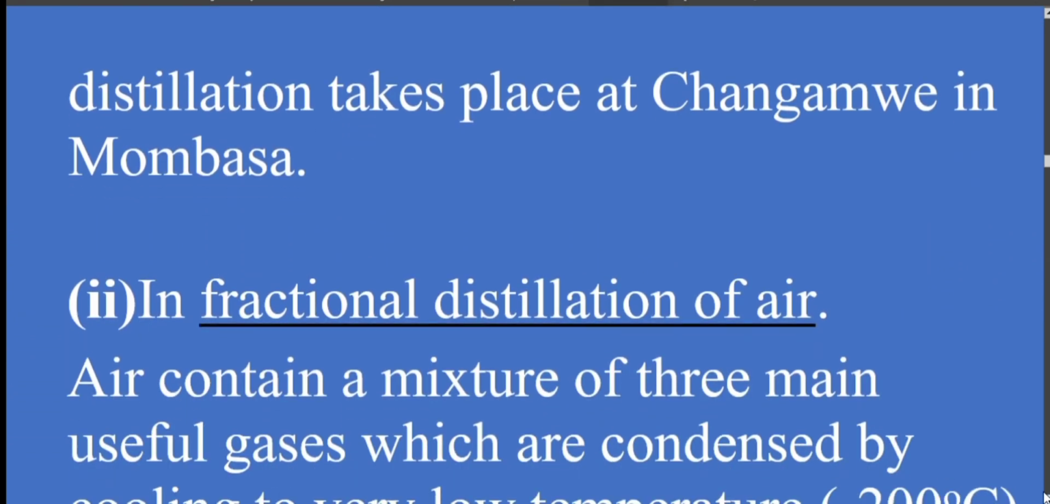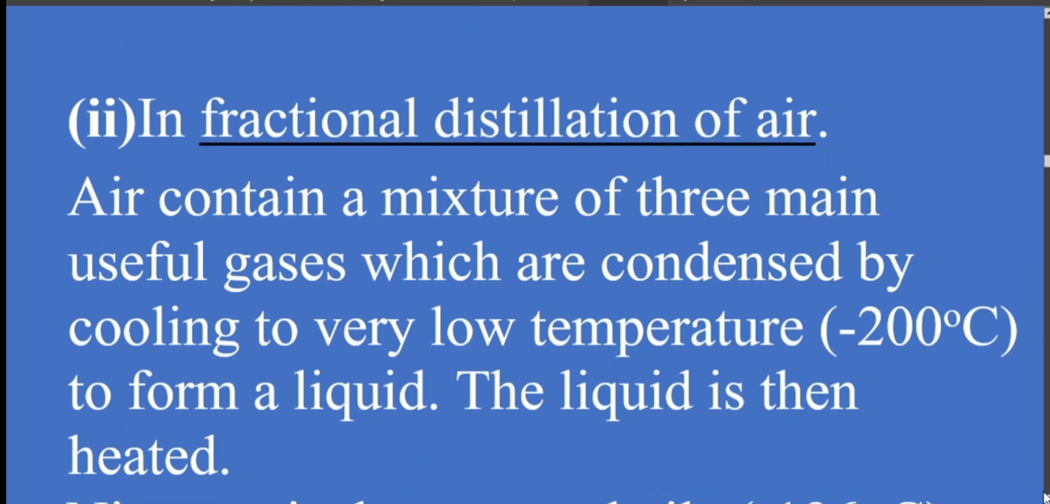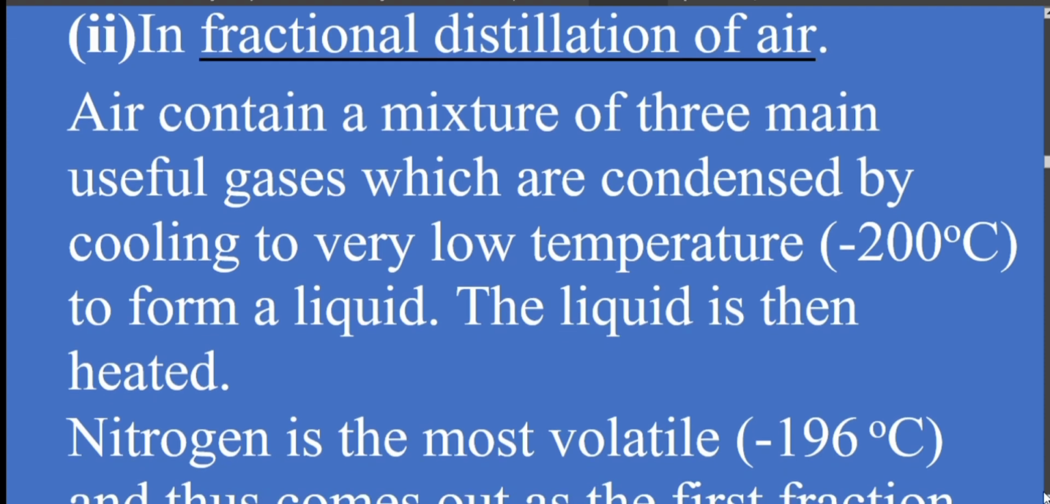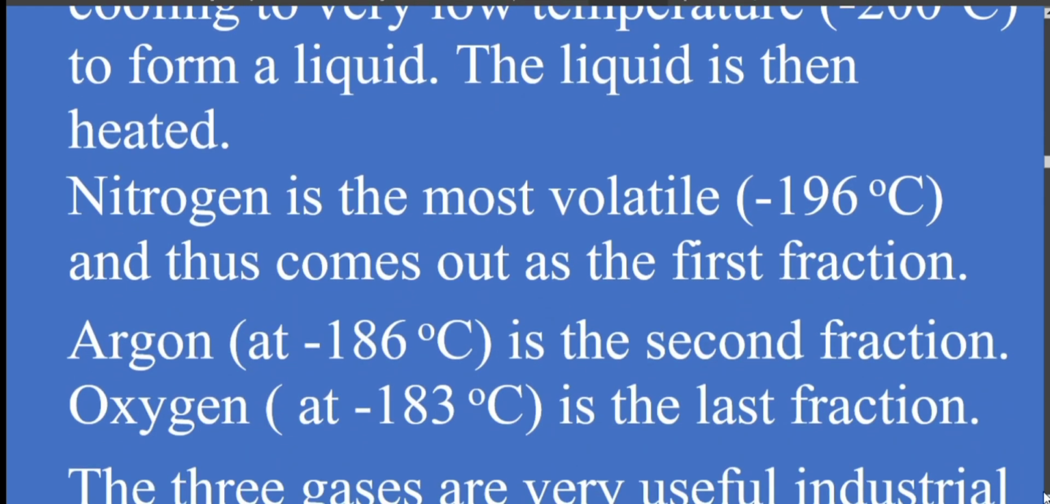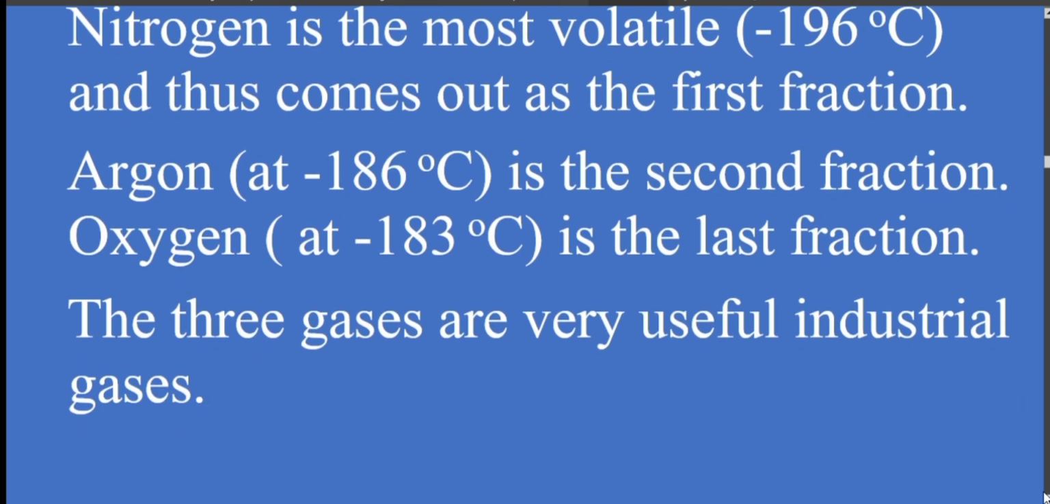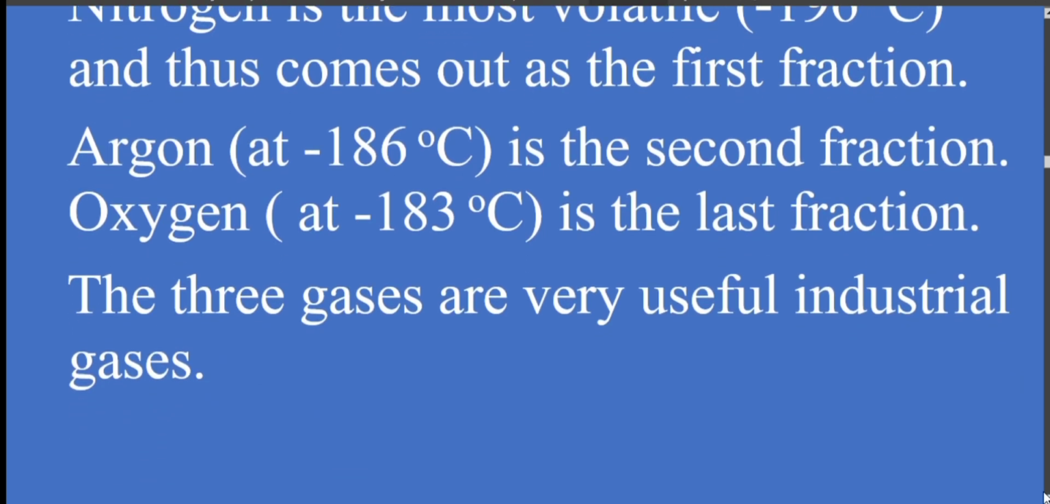And then fractional distillation of air. Air contains a mixture of three main useful gases, which are condensed by cooling to very low temperatures of about -200 degrees Celsius to form liquid air. The liquid is then heated. Nitrogen is the most volatile at -196 degrees Celsius, and thus comes out as the first fraction. Argon at -186 degrees Celsius, then oxygen at -183 degrees Celsius. The three gases are very useful industrial gases.